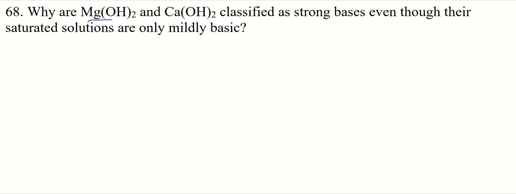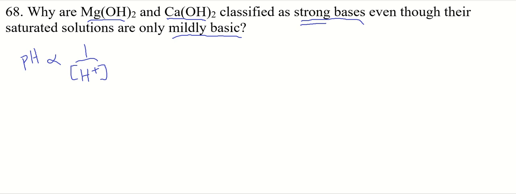Why are magnesium hydroxide and calcium hydroxide classified as strong bases, even though their pH is only mildly basic? So this is a common misunderstanding. When students see the word strong base or strong acid, they like to correlate that with pH, and they shouldn't do that because pH is correlated inversely to the concentration of hydrogen ions.